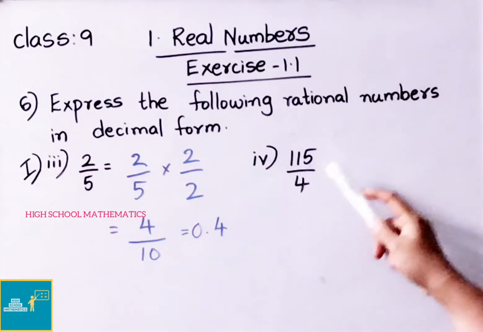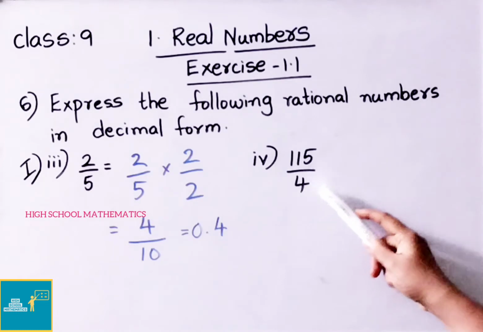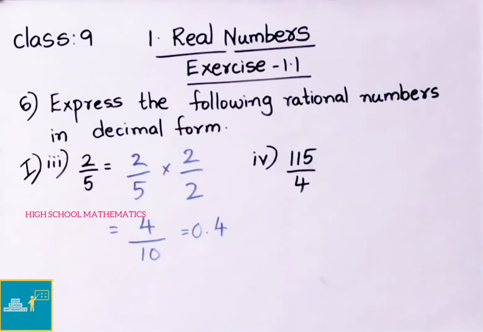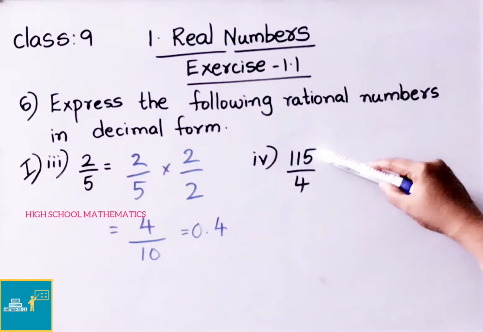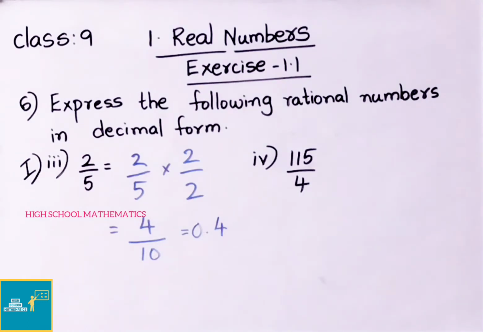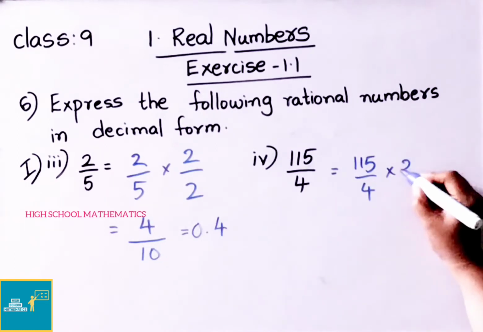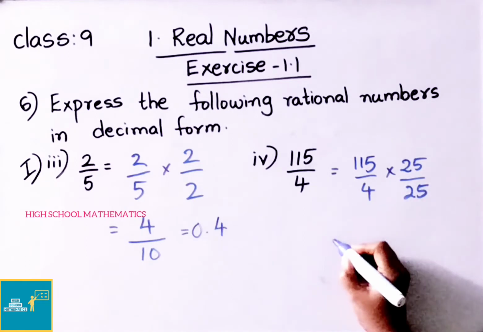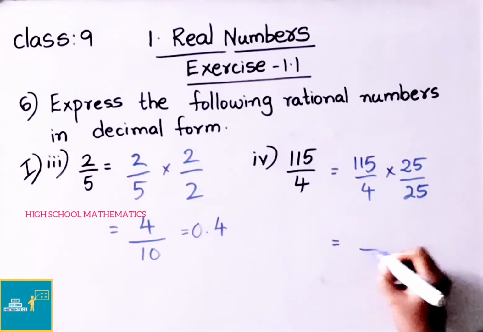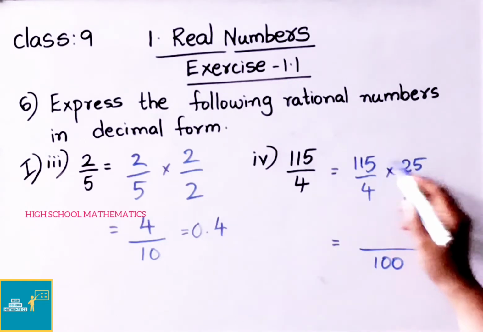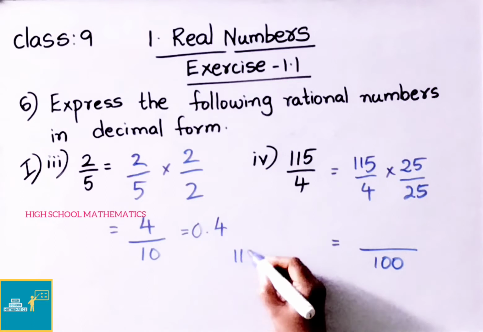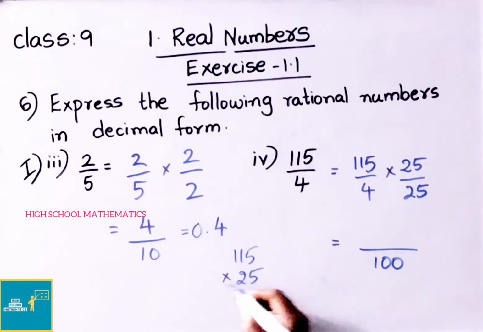Now question number 4: 115 by 4. To convert this rational number to decimal form, in the denominator we need either 10, 100, 1000 or 10,000 and so on. 4 table, 25 times gives 100. So we multiply numerator and denominator by 25. Write down 115 by 4 into 25 by 25. Multiplying the denominator, 4 into 25, is 100. Now we have to multiply the numerator, 115 multiplied by 25.